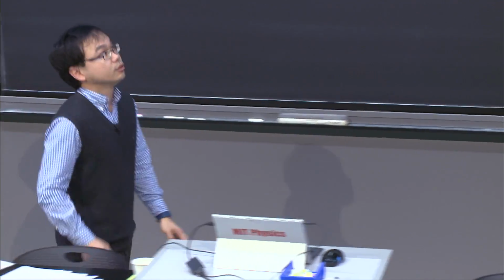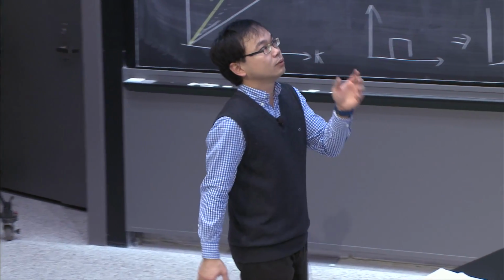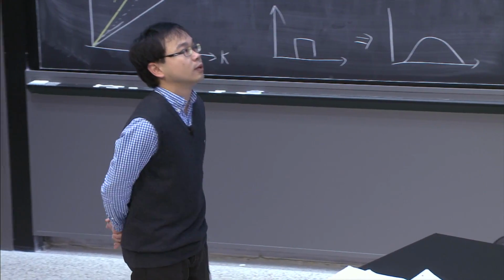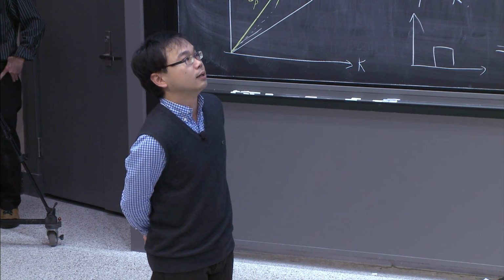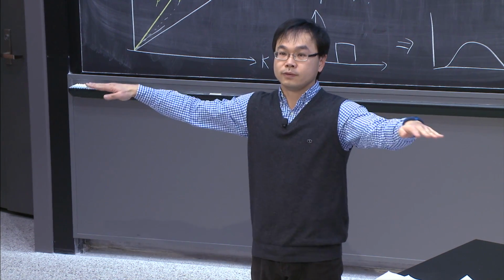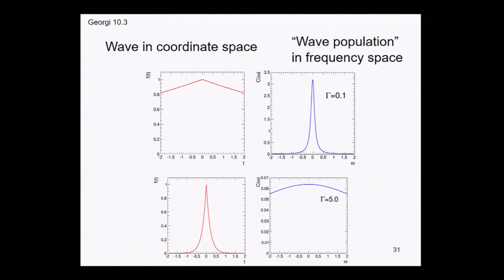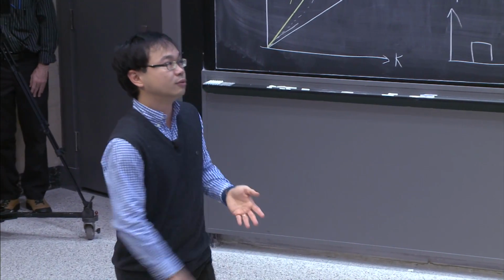So what is the consequence? One thing which is interesting to know is that if you have waves in the coordinate space which are really widely spread out, and you do a Fourier transform to get the wave population in the frequency space, what we found is that when this wave is really, really wide in space, the wave population in the frequency space is very narrow, okay, by using Fourier transform. That is the result.